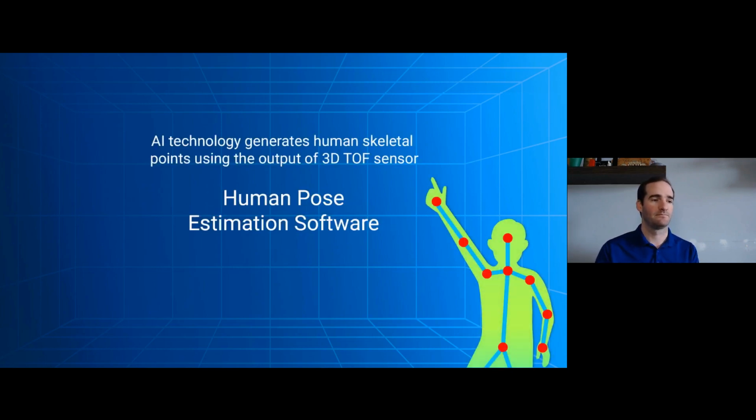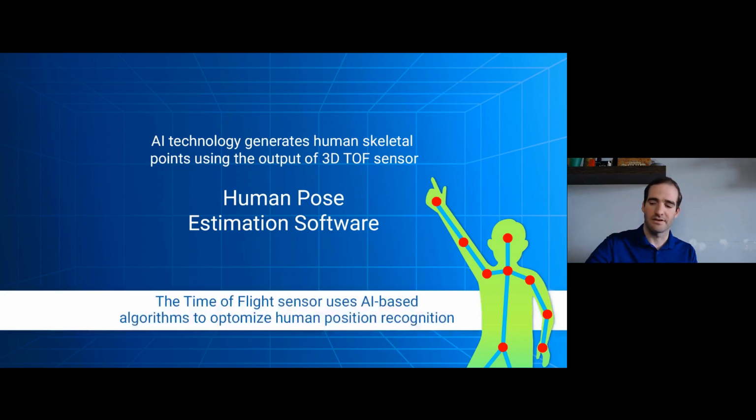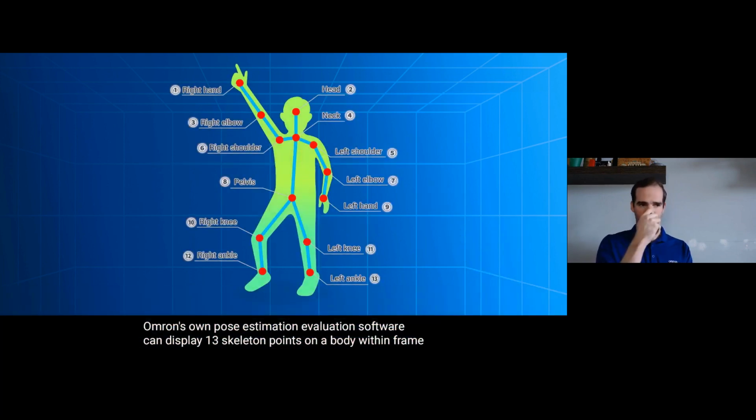This video will showcase Omron's B5L time-of-flight sensor and its pose estimation technology for body tracking applications. The time-of-flight sensor uses AI-based algorithms to optimize human position recognition. Omron's own pose estimation evaluation software can display 13 skeleton points on a body within frame.